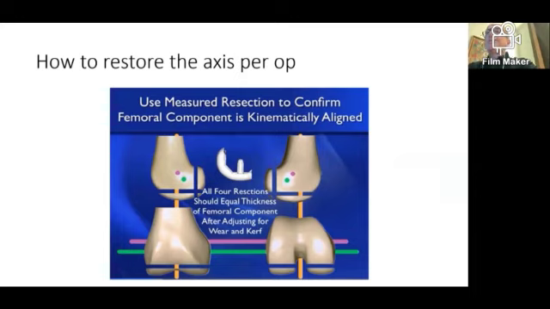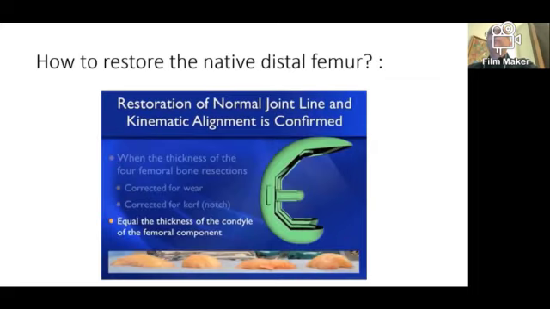Most of the prostheses have a thickness between 8 or 9 millimeters. For this, you need a caliper to control and size the thickness of the cut of the bone and the femoral component after adjusting for wear and curve. This is the restoration of the normal joint line, and kinematic alignment is confirmed.